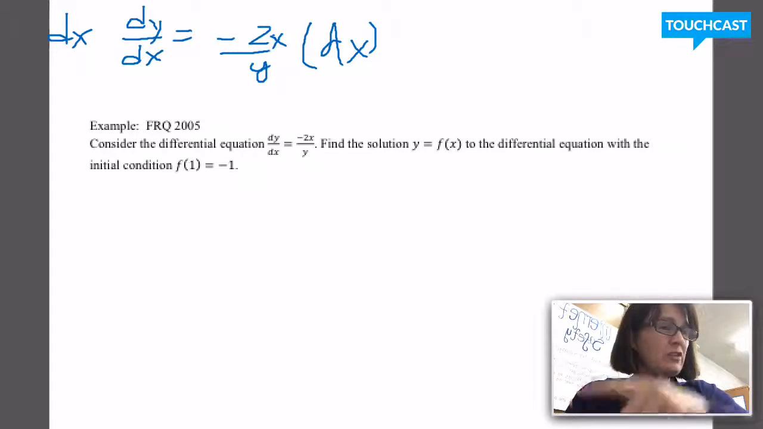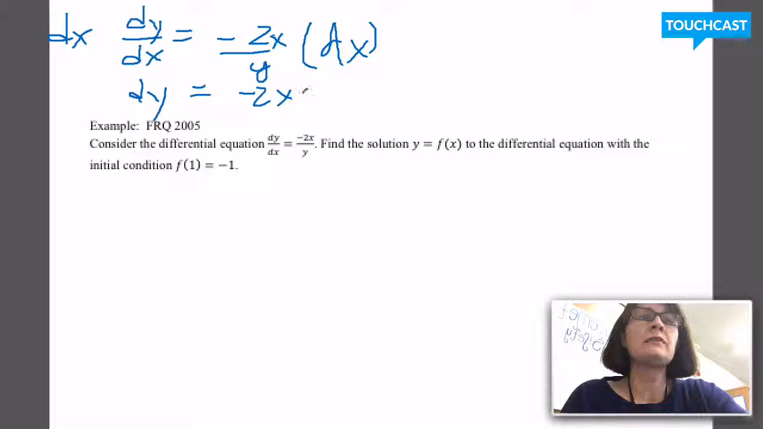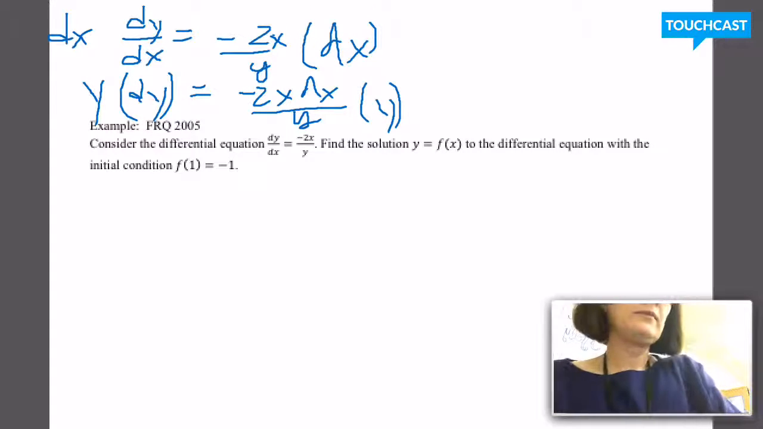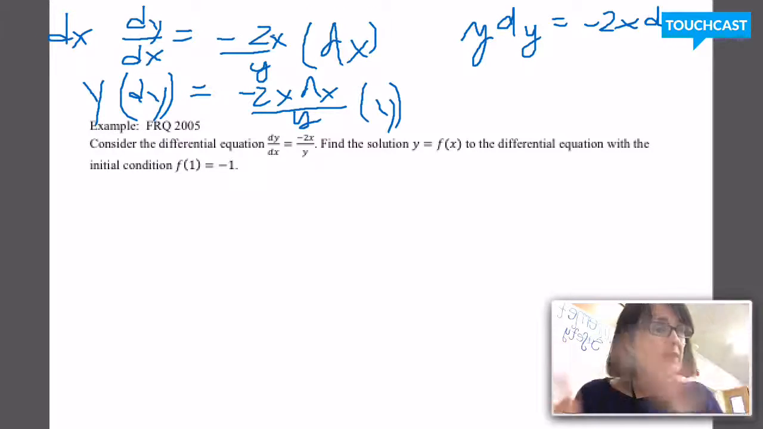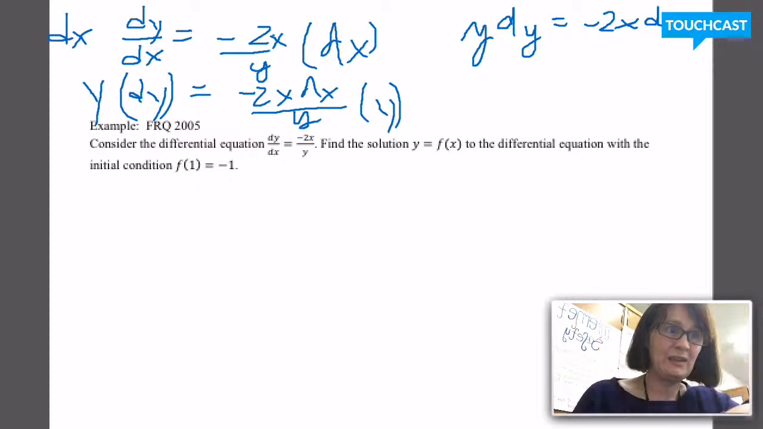If you get to the point where you can do this without showing the steps, that's fine. I'm going to show the steps. So this is dy equals negative 2x dx over y. I'm going to multiply both sides by y. Here's what I have. I've got y dy equals negative 2x dx. So all the y's are on one side, all the x's are on the other side, and I have no dy's or dx's in the denominator.